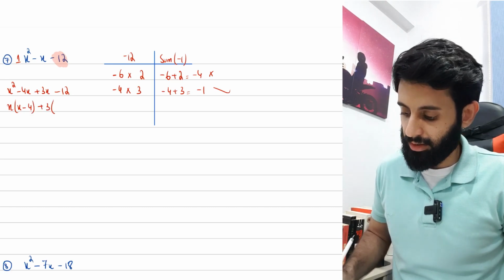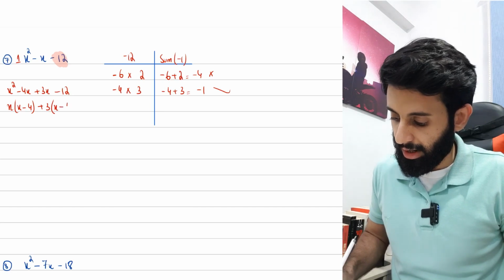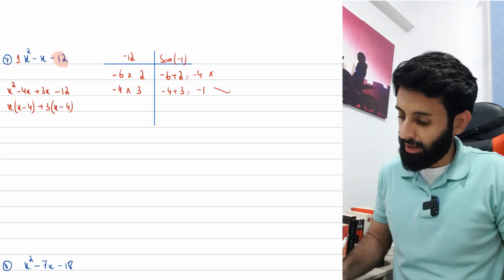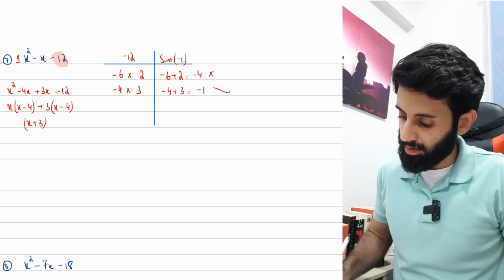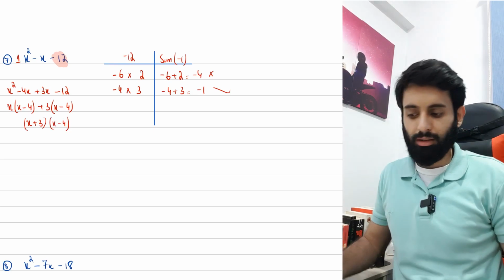In the next pair of terms, we factor out 3, so we're looking at 3 times x minus 4. And now we have x plus 3 times x minus 4.